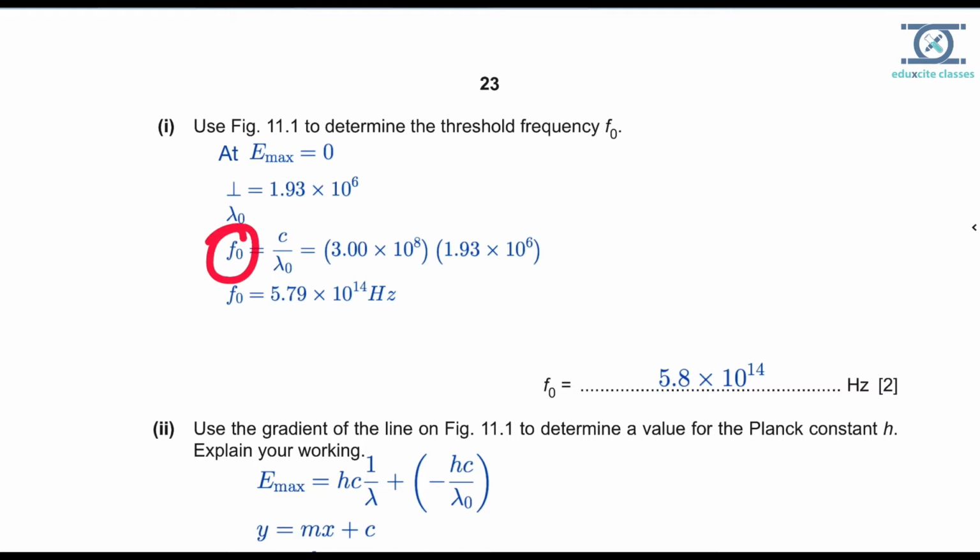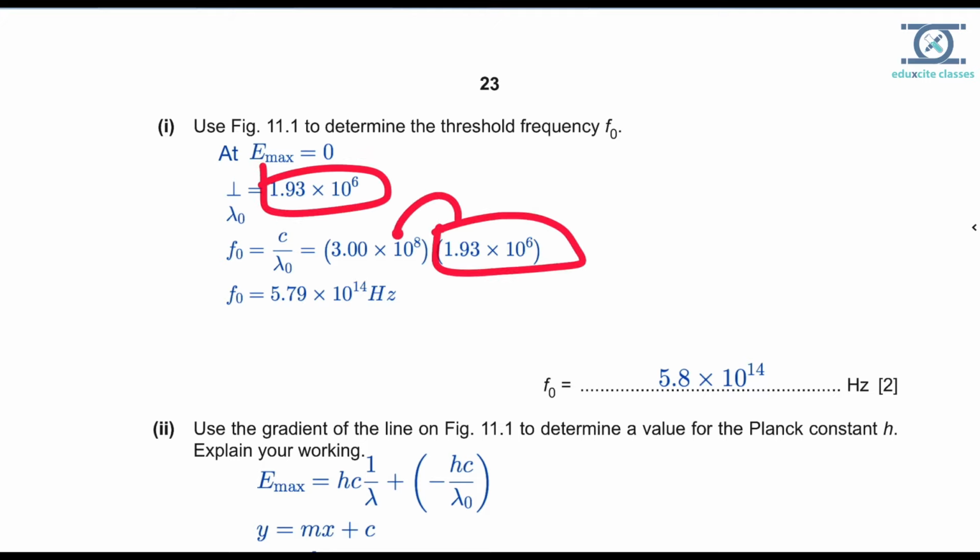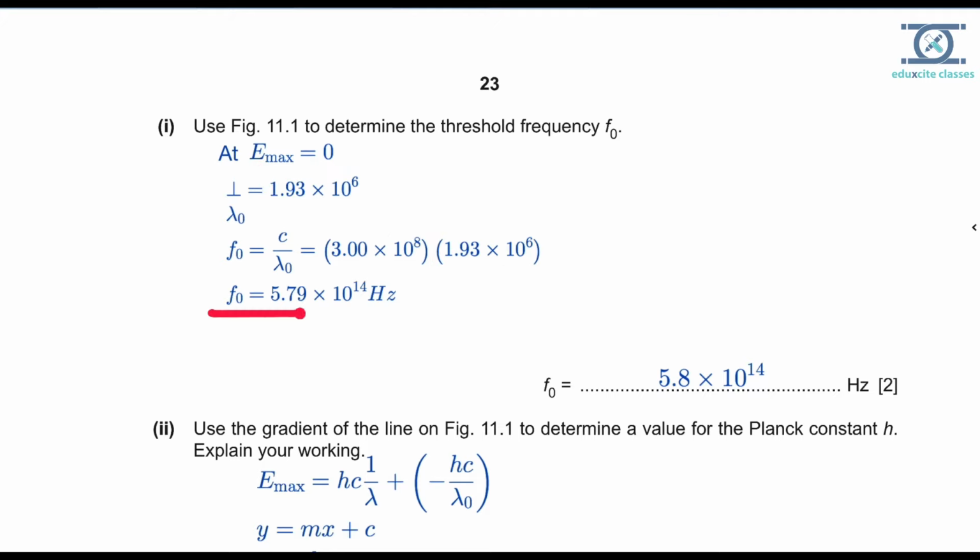So threshold frequency f naught will be c upon lambda naught. So 1 upon lambda naught is already this, so multiplied with the speed of light, you will get threshold frequency, rounding off to two significant figures, 5.8 into 10 raised to power 14 hertz. So I hope now it is clear to you. 1 mark for finding out the lambda naught, and 1 mark for correct substitution and getting the right answer.